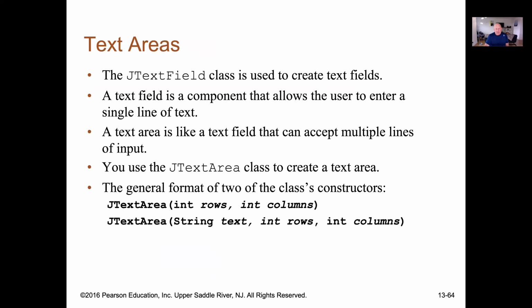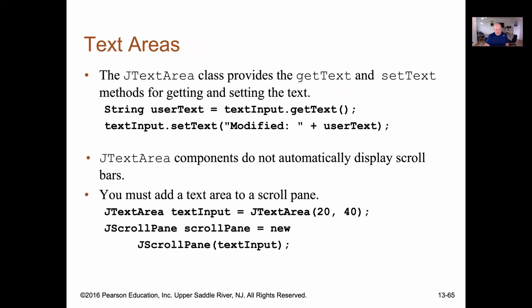Text areas. The JTextField class is used to create text fields. A text field is a component that allows a user to enter a single line of text. You use the JTextArea class, which provides the getText and setText methods for getting and setting the text.